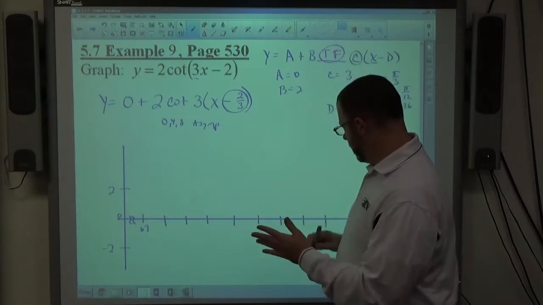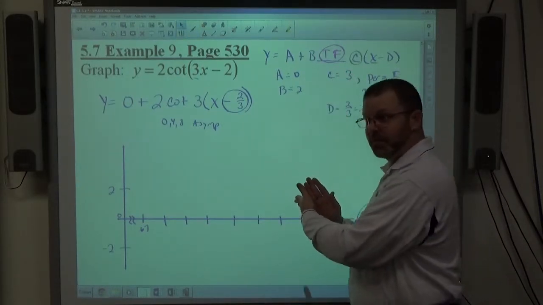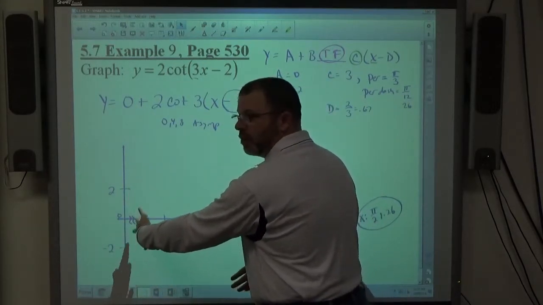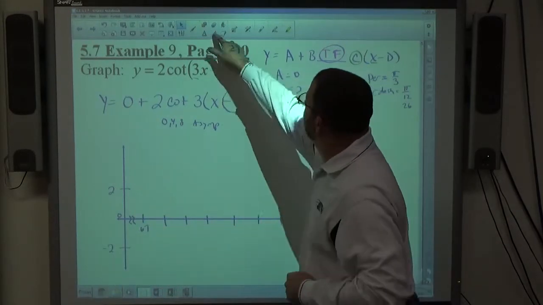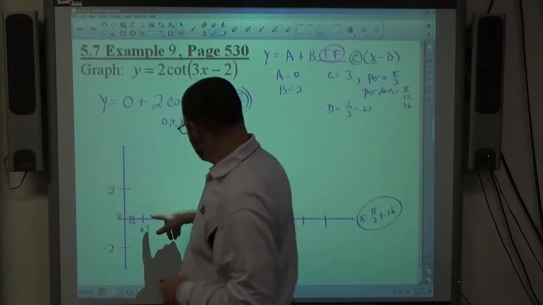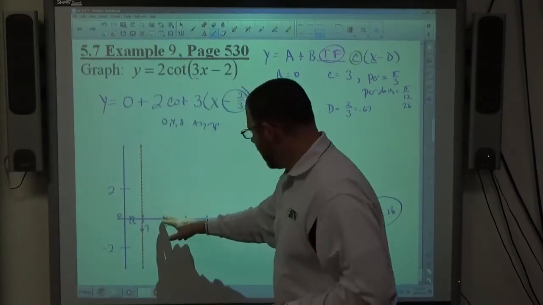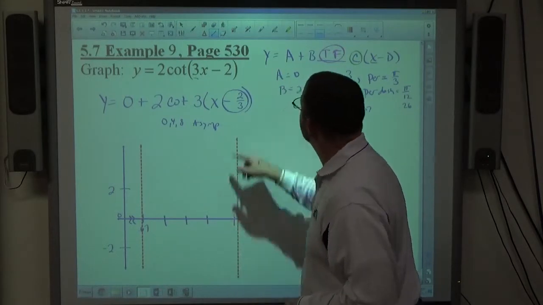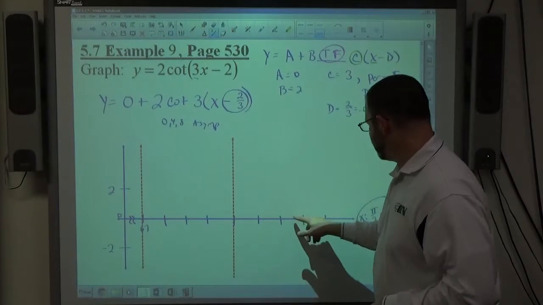Again, with these moving things over, you've got to recognize the phase shift number as where the y-axis should be. That's your starting point. So the vertical asymptote goes in at my phase shift. Dash 1, 2, 3, 4. And then dash 5, 6, 7, 8.